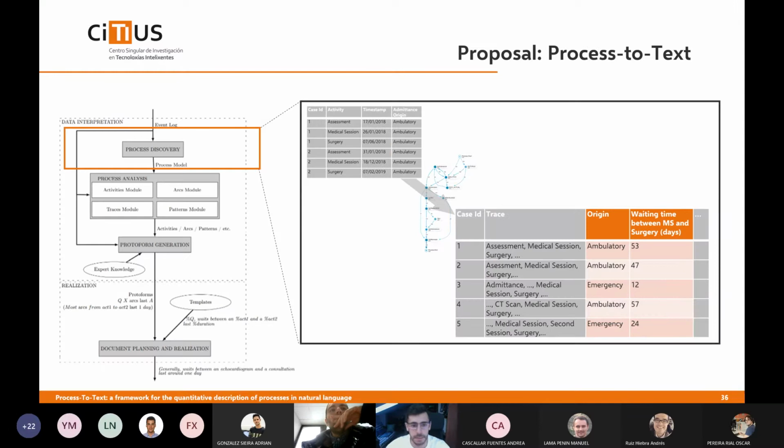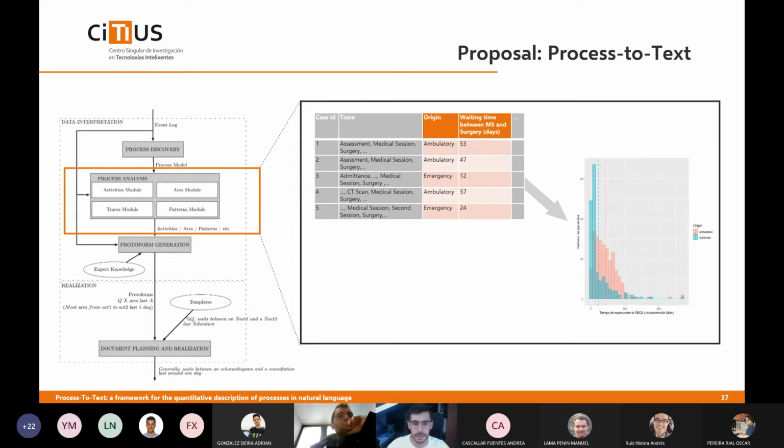So then, the first step in the data interpretation stage is the discovery of the process model from the original event log with the use of a mining algorithm. Once this is done, the event log is then replayed over the extracted process model, extending the model with frequency and temporal information. So now we have a dataset in which, among other attributes such as case ID and sequence of activities followed, this is the trace, and more, we have the origin and the waiting time between the medical surgical session of a patient and its surgery, as this is precisely the frequency and temporal information replaying the log over the model allows us to extract.